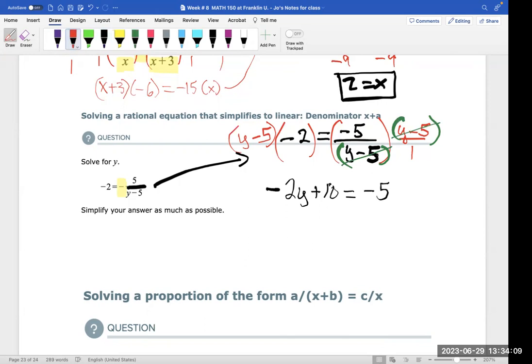I am now going to subtract 10 from both sides. Again, writing the answers and showing people what's going on and what you're doing makes it better. So divide both sides by -2 and y would be a 7.5.